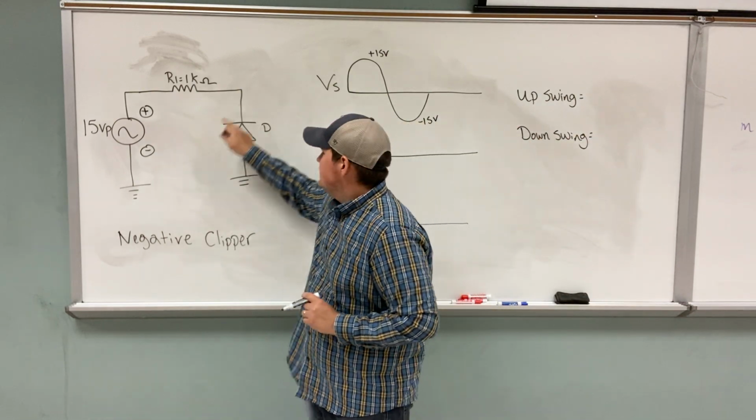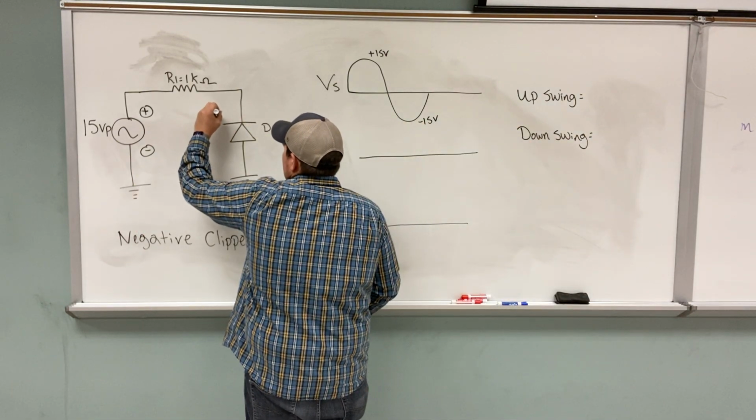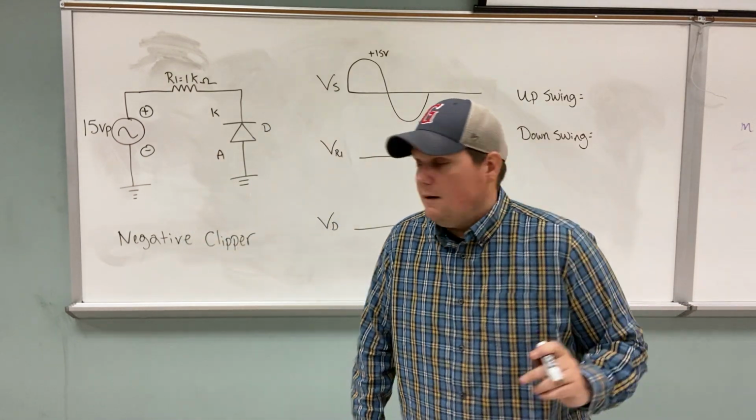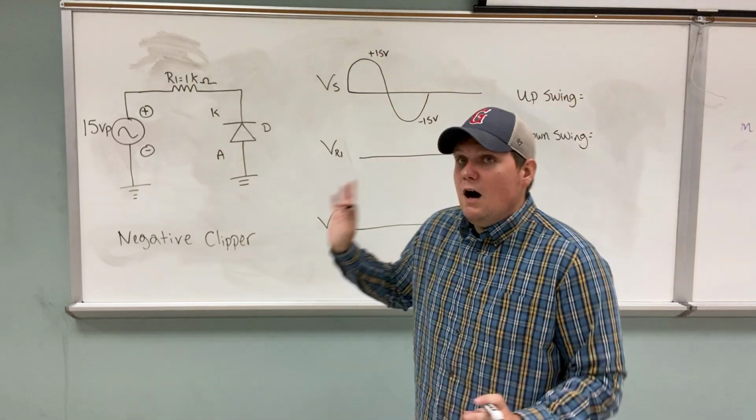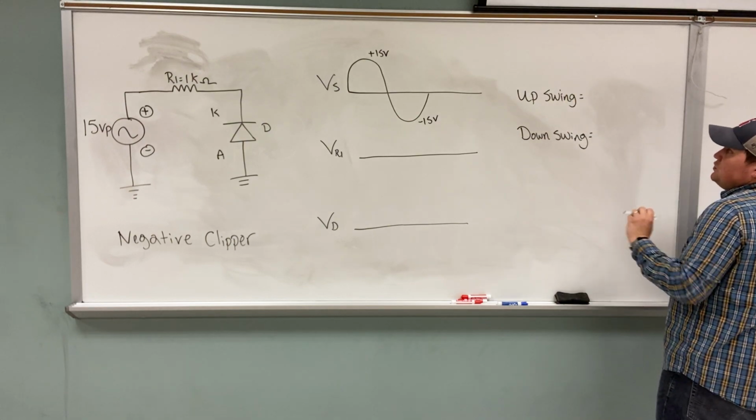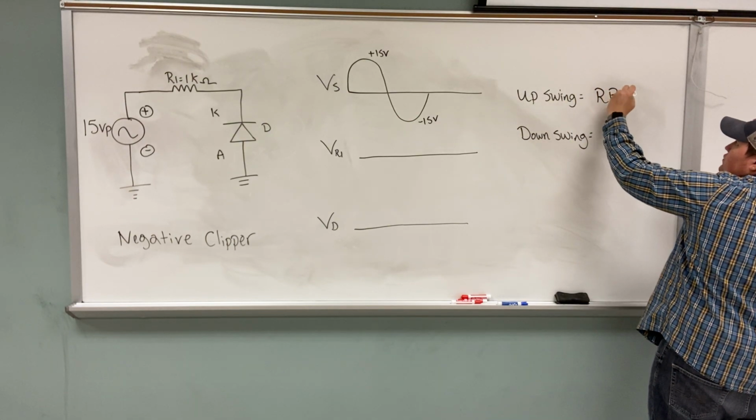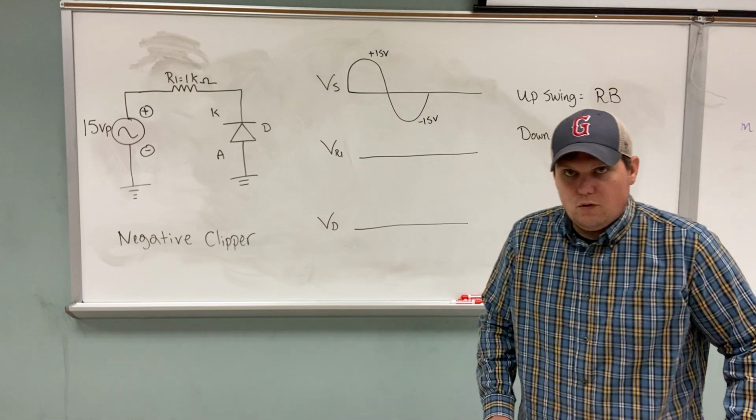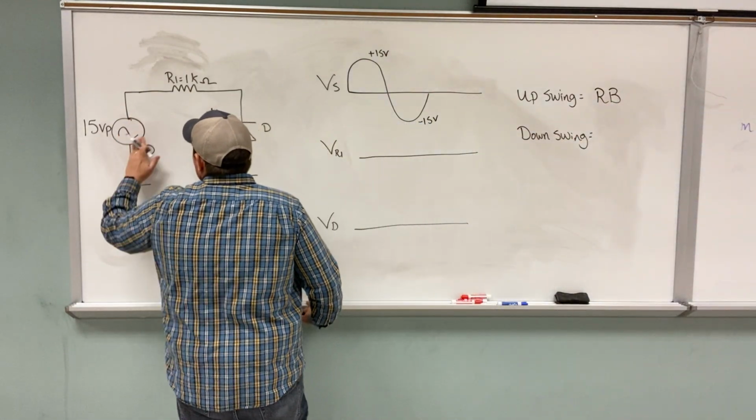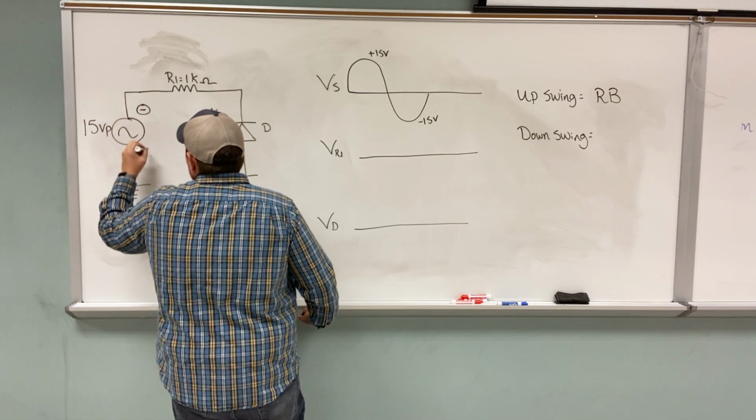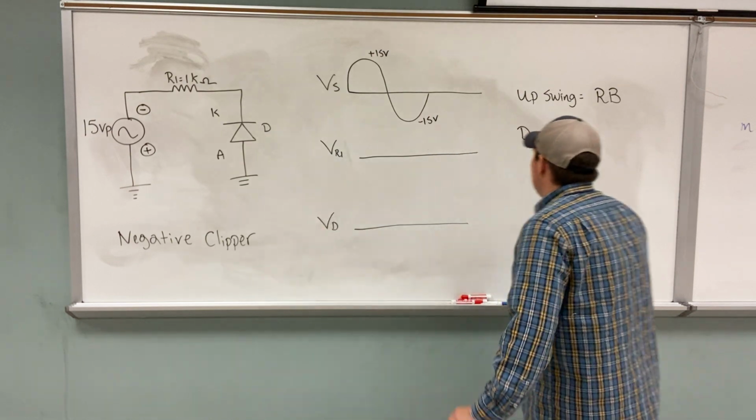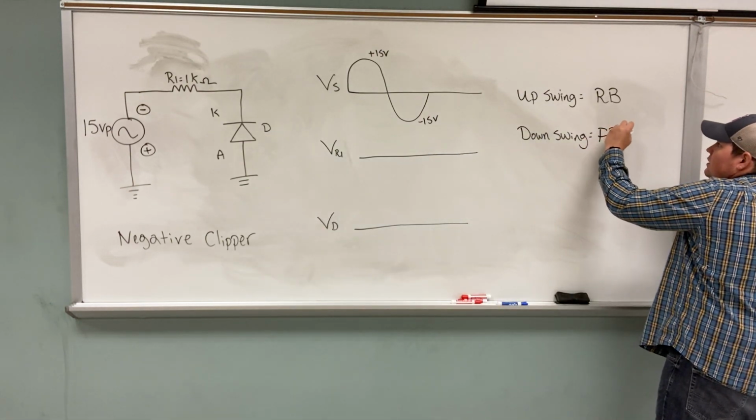Anode is negative, cathode is positive. So remember, this is reverse of what we had last time. So on the upswing, the diode is going to be reverse bias now. And then on the downswing, when my polarity is this, the anode is now more positive, so it's going to become forward bias.